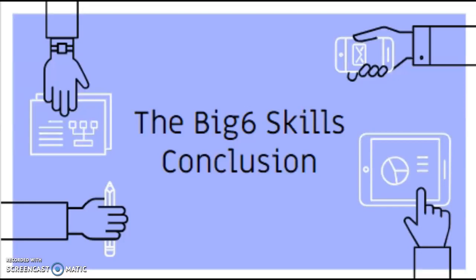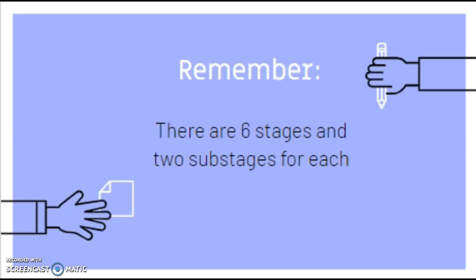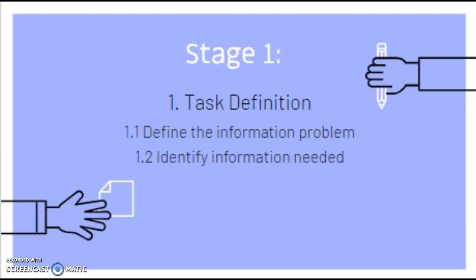The Big 6 Skills Conclusion. Remember, the Big 6 model of research will help you overcome information overload. There are 6 stages and 2 substages for each. Use the Big 6 to help you work smarter, not harder.